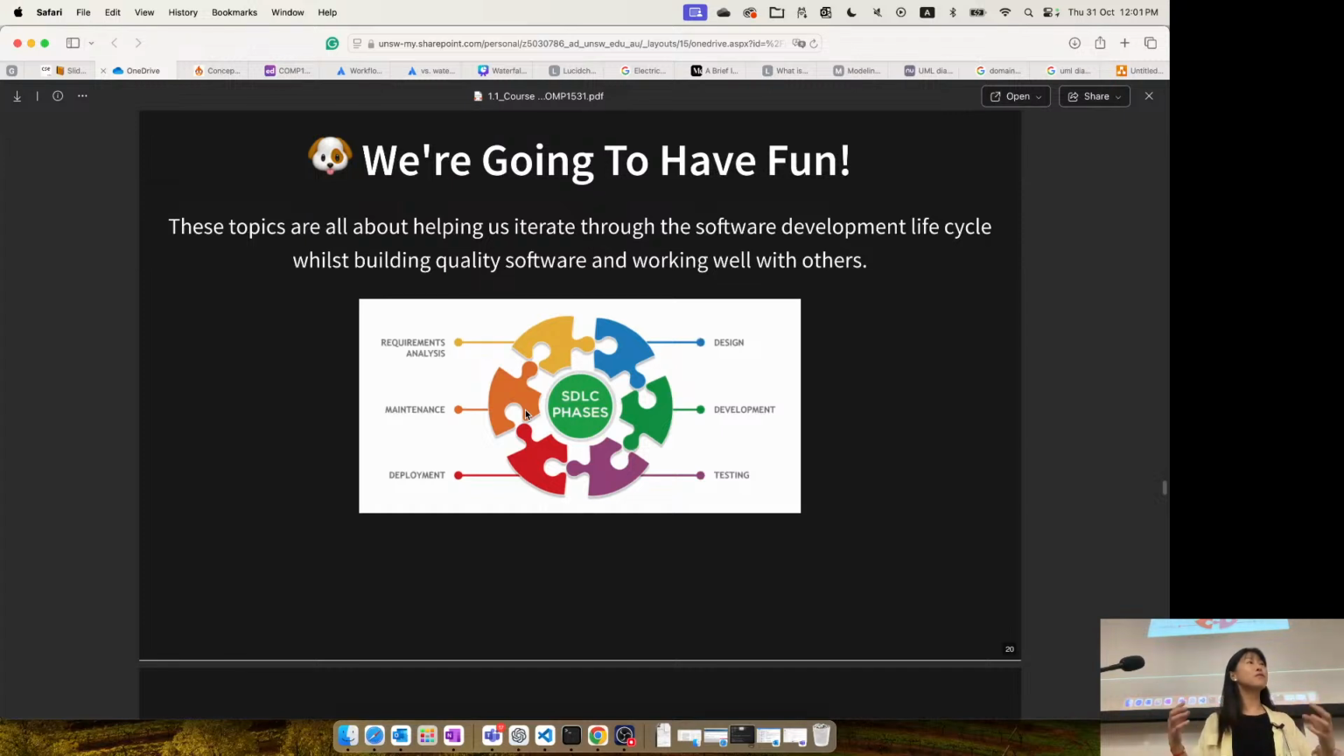So the purpose of 1531 is to show you the world of software engineering, the whole picture. But you need to continue to develop your skills in your future career. This is not the end of the software engineering learning process. It's just a starting point.